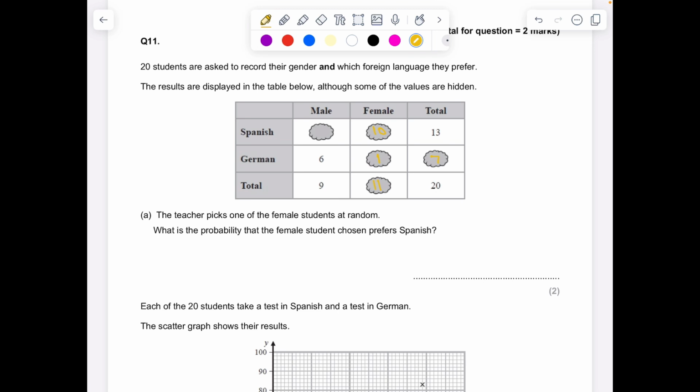And then finally for here, there are lots of different ways I could do this. 13 take away 10 gives me 3, or I could do 9 take away 6, which gives me 3. So lots of different ways.